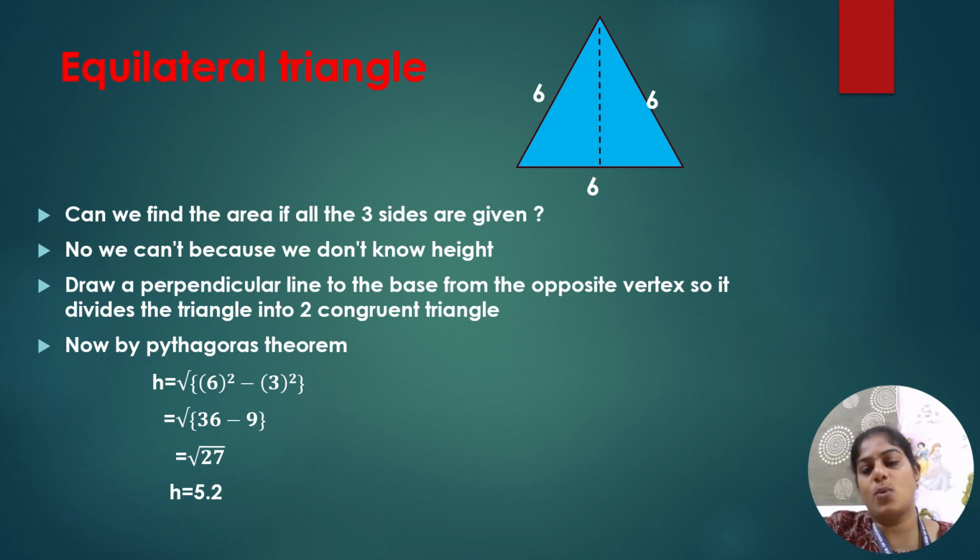Okay, that is root of 6 square minus 3 square. So just find the value for h. Now you can substitute in which formula? Area of triangle, half into base into height. Once you find the value for one triangle, just multiply it by 2. You will get the entire area of the triangle.